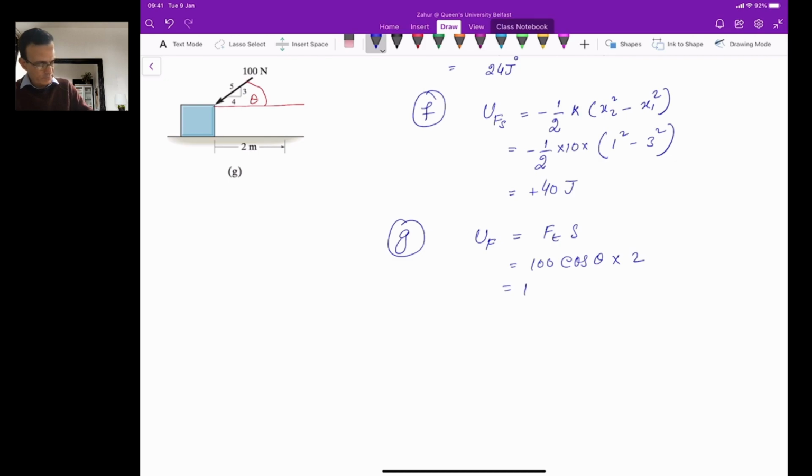But again you need to put a negative sign here, because the force and displacement are in opposite directions. So you can say minus 100 times 4 by 5 into 2. So from here you will get minus 160 joule, and this is negative because the force and displacement are in the opposite direction. So this means that you are working against the force.